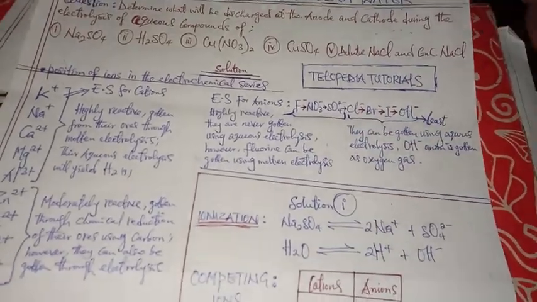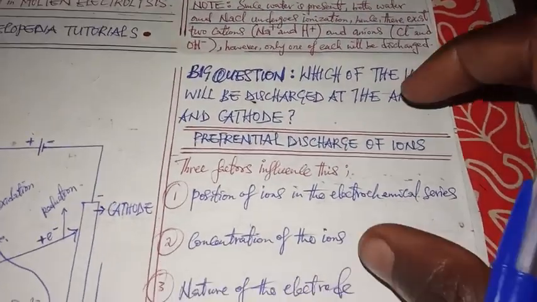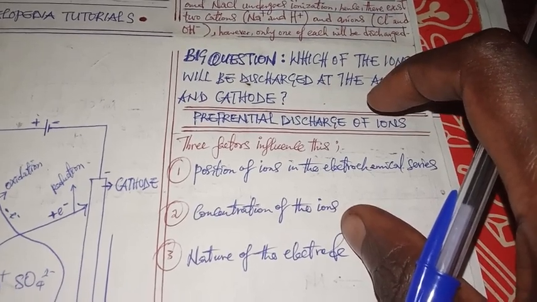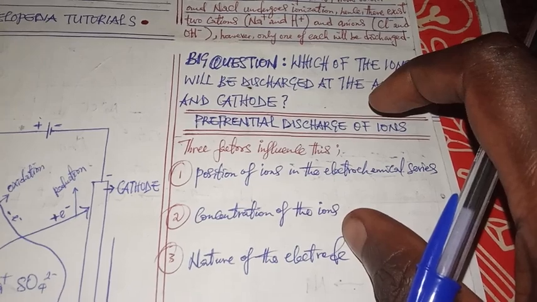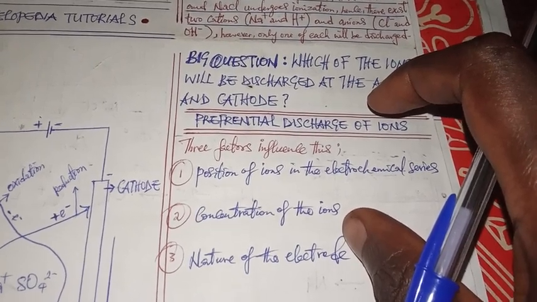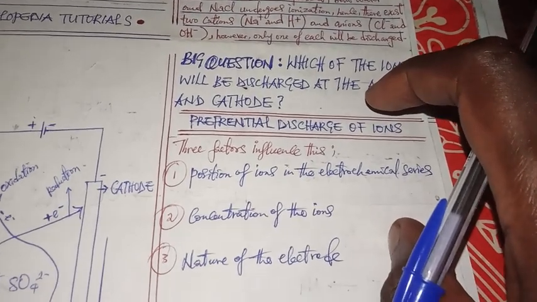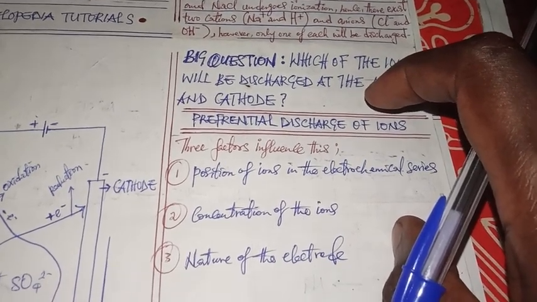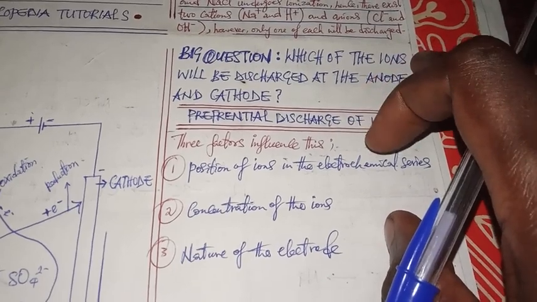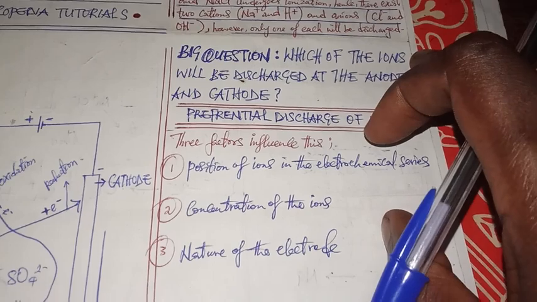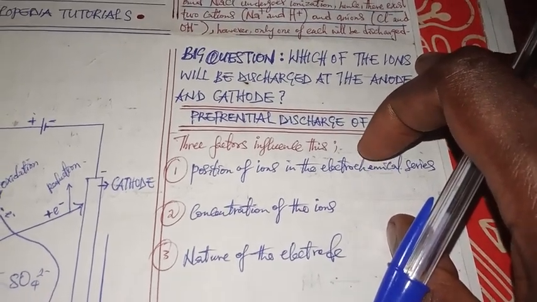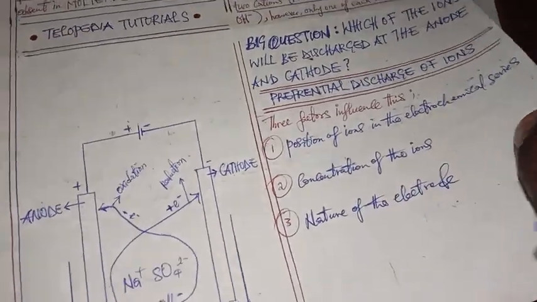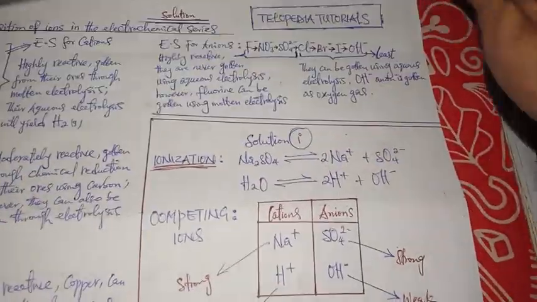Now, in the previous videos, we said that whenever we are treating electrolysis of aqueous compounds, preferential discharge of ions comes in. There are three factors that influence preferential discharge of ions: position of ions in the electrochemical series, concentration of the ions, and nature of the electrode. These are the three factors, but the most important one is number 1. Though number 2 and number 3 we can look into as we move forward, the most important one is the one we are going to look into.